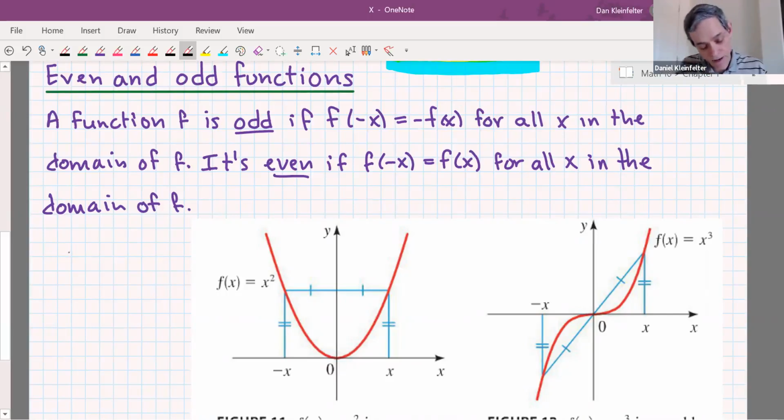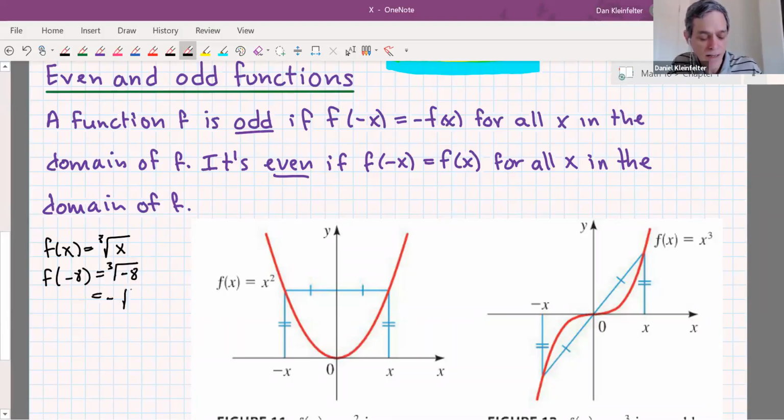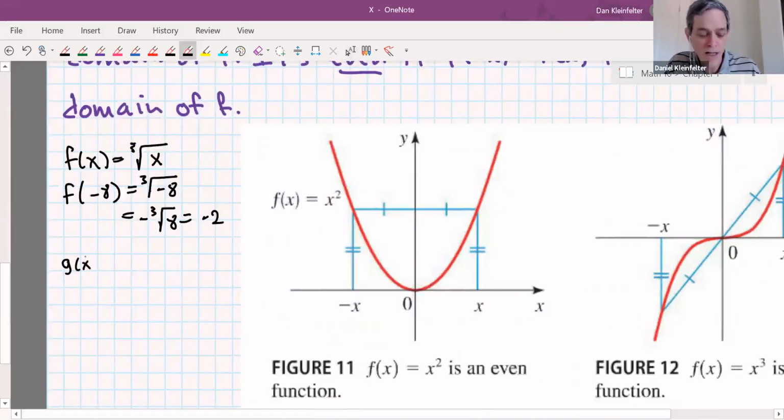An example of that would be the function f of x equal to the cube root of x. Here, f of -8 is the cube root of -8, and that is minus the cube root of 8, which is -2. In a sense, you could think of for an odd function that the minus sign kind of pulls through the function symbol.